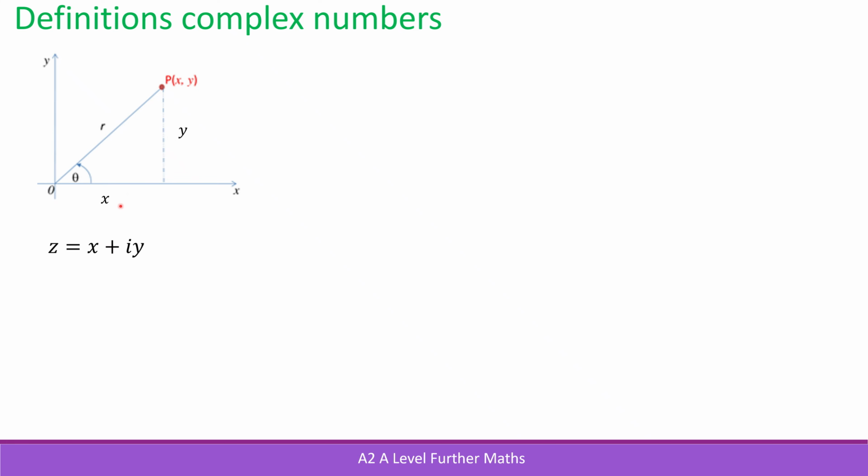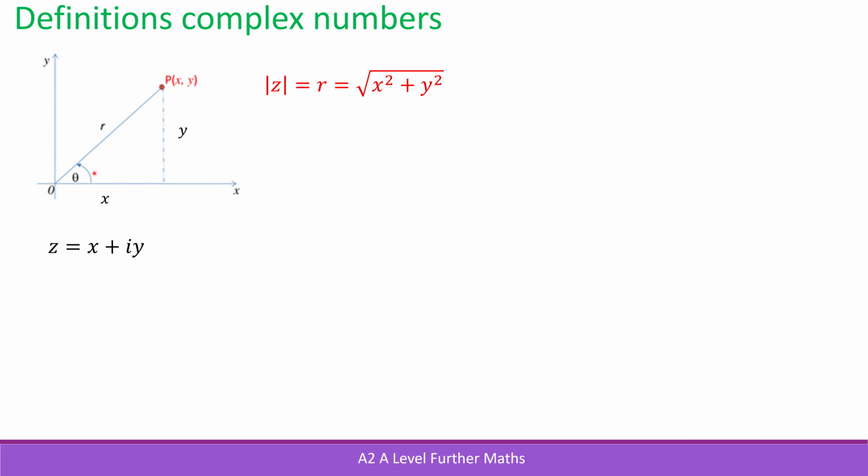Now from here I can use this to work out the length of r. The length of r is the magnitude of z, written like this. So the magnitude of z is equal to the length of r. And to find the length of r, we can use Pythagoras. So we can use x squared plus y squared, square rooted, which gives me the length of z, or the length of r, the modulus of z.